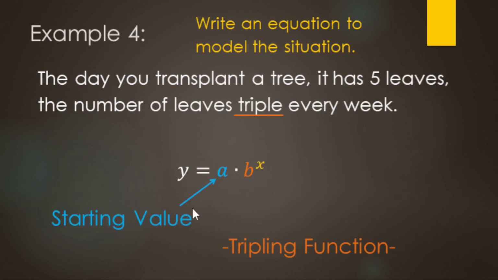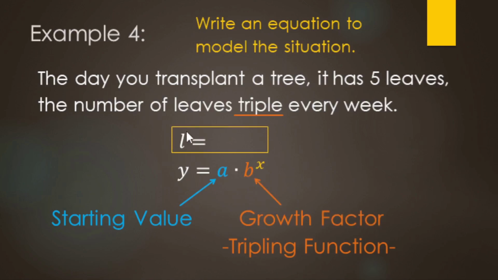Okay. So here we go. So our starting value, that's going to be the a, and then the b, that is your growth factor. So instead of a y, we're going to use L for number of leaves. So the leaves equal, now our starting amount, well, right there, it says it started with 5 leaves the day you transplanted it. So 5 replaces the a, and then the b, well, in this case here, it's a tripling function. So the b is going to be replaced with a 3 because we're multiplying by 3 each week.